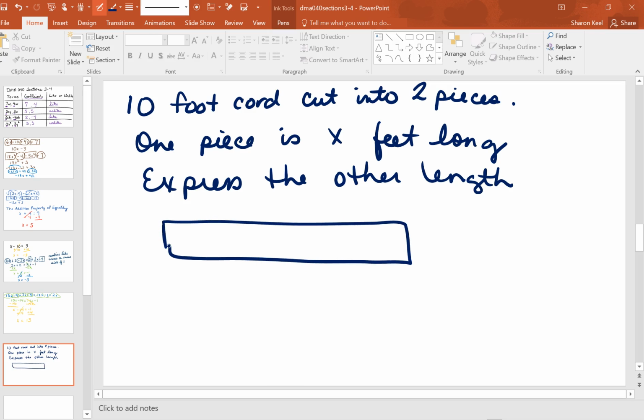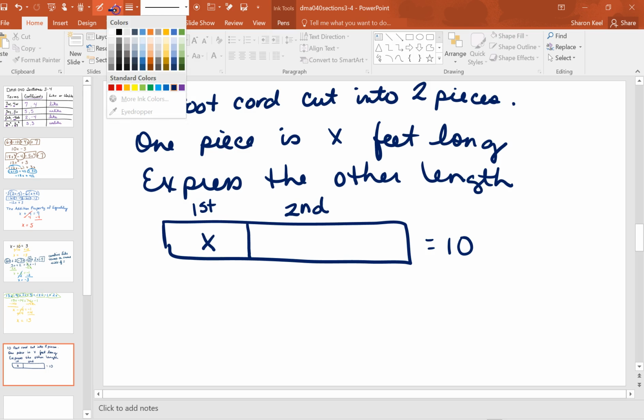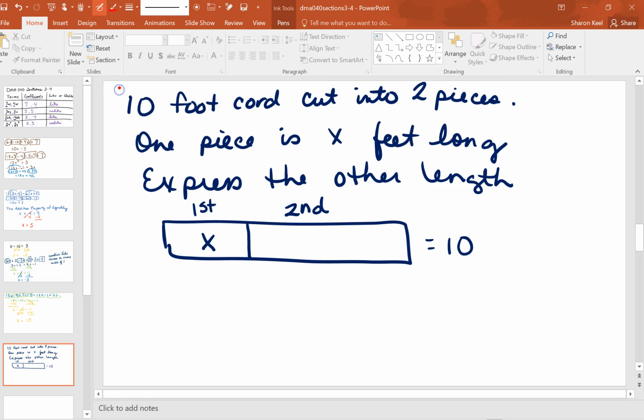The total length of this cord is 10. It's going to be cut into 2 pieces. This is the first piece. This is the second piece. The first piece is labeled as, they want us to call it x feet long. What is the length of this? If I know that this much is x, and if I know the total length is 10, what operation can I do with 10 and the x that will represent the amount that is left?